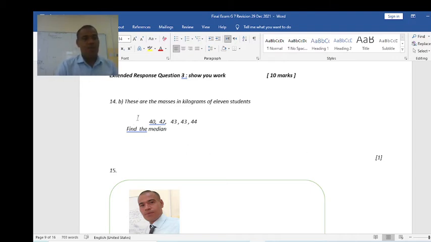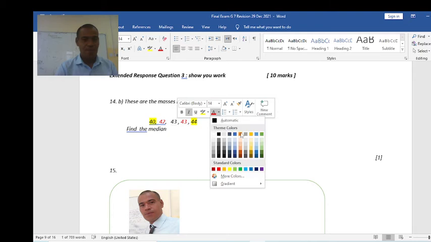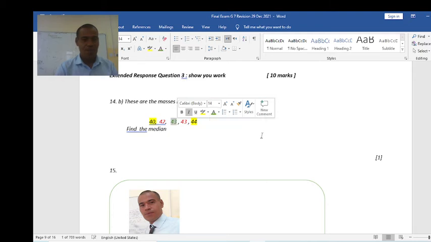So we continue. These are the masses in kilogram of 11 students. The question is find the median. You can see that they are put in order. 42, I will cross this one. Then I will cross one from the left hand side, and one from the right, so the answer is 43. Clear? But there is another method which is useful and very important.